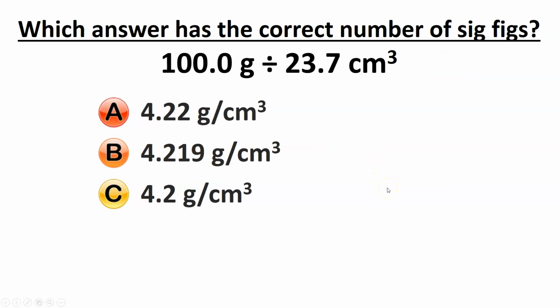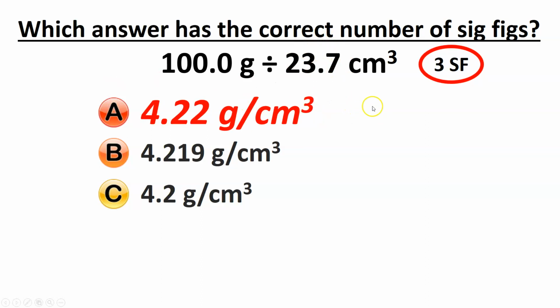So try this one. You don't need to do it in your calculator. Just base your answer off of the number of sig figs you should have. We're multiplying and dividing, so we should have the least number. This has 4. This has 3. So my final answer needs to have 3 sig figs. So A must be my answer.